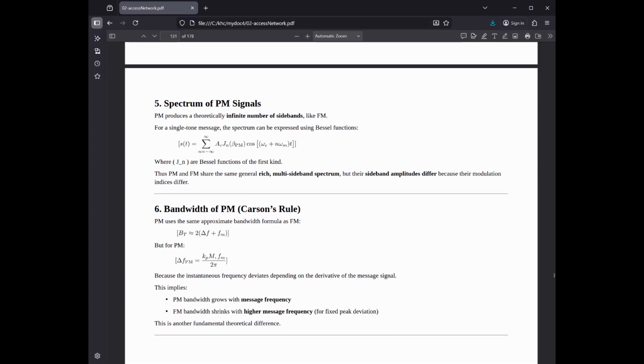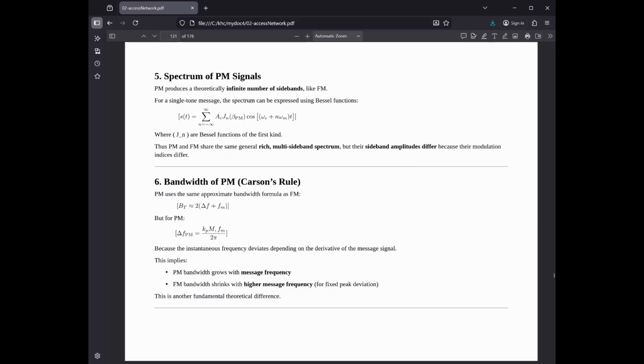In FM, the modulation index is inversely proportional to the message frequency. If you double the frequency of your voice, the modulation index drops by half. In PM, the modulation index is independent of the message frequency. It only cares about the amplitude, the volume, of the signal. Whether you whisper at a high pitch or a low pitch, if the volume is the same, the modulation index remains the same. 3. Bandwidth and sidebands.